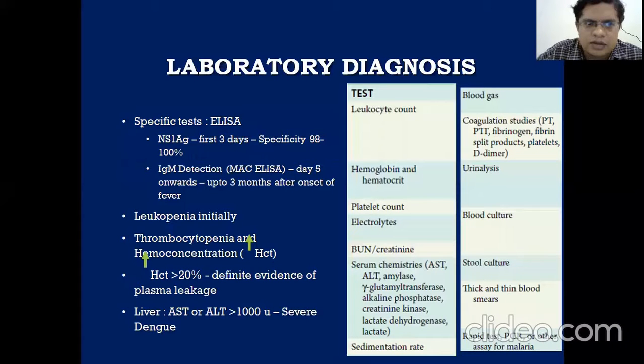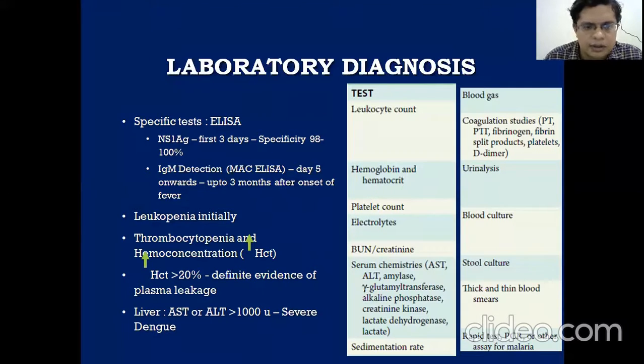So how do you diagnose dengue? We have specific tests. We have ELISA. In the first 3 days, we do the NS1 antigen test. NS1 is a non-structural protein of the virus, and the specificity is 98 to 100%. We do not do an IgM test within the first 5 days because antibodies are not yet formed in the body. Antibodies will be found only after the 5th day, so we perform an IgM ELISA only after the 5th day. The IgM may persist up to 3 months in the body.